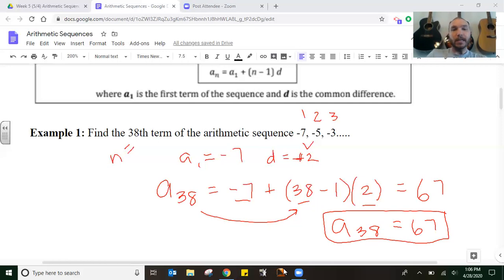Easy peasy. So again, we just used our formula for the arithmetic sequence. When I asked for the 38th term, that told us n. And when I saw my sequence, the first term, -7, that's a sub 1. And then the difference, what it takes to get to the second term, is d. All right.